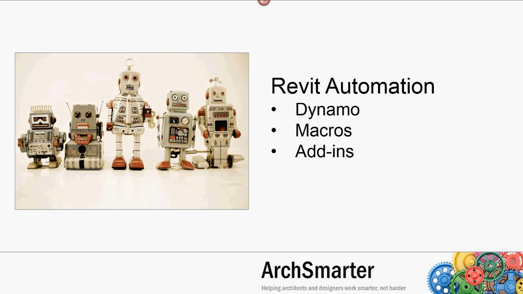Now that you've heard firsthand the benefits of learning to program, let's talk about automation as it applies to Revit. There are 3 main ways that you can automate tasks in Revit. There's Dynamo, macros, and add-ins. And I'm going to go through these briefly.